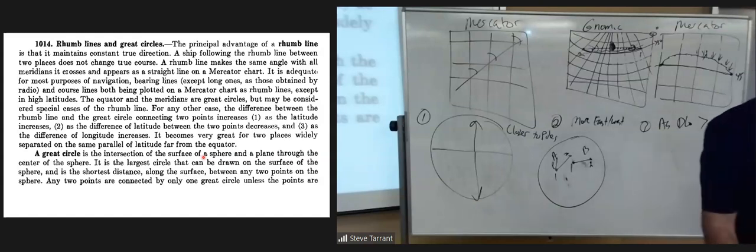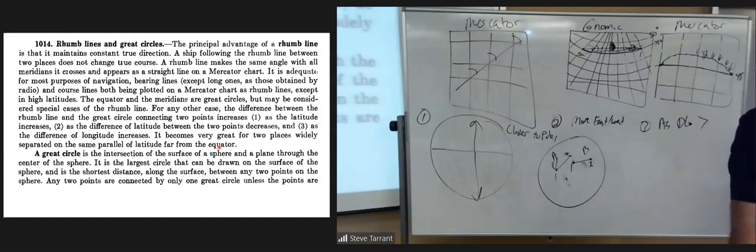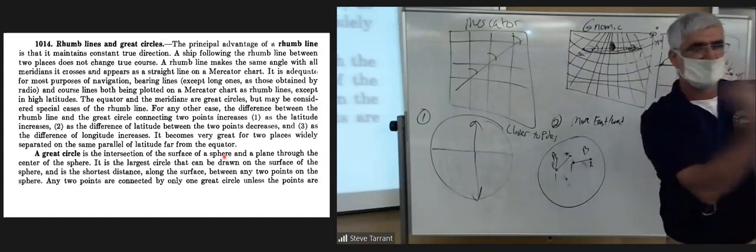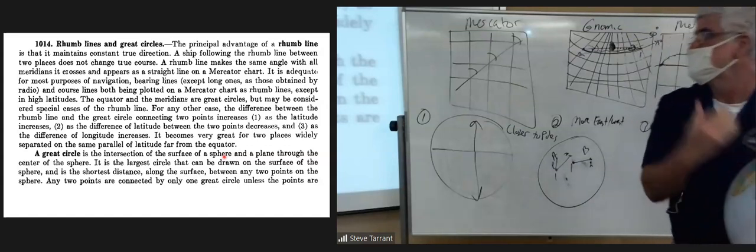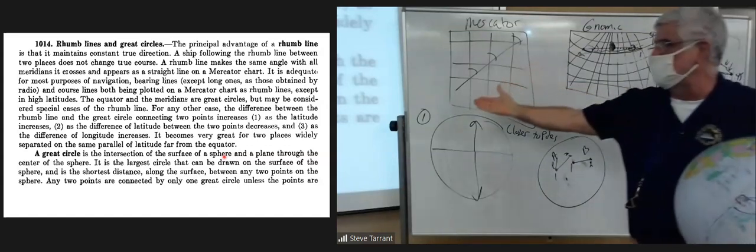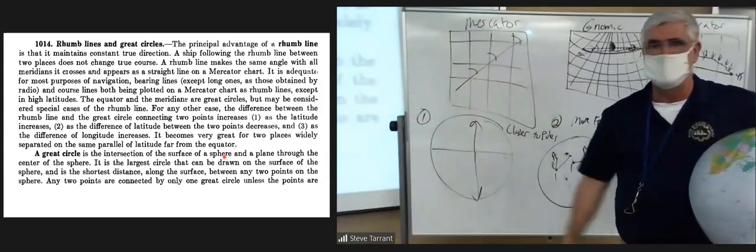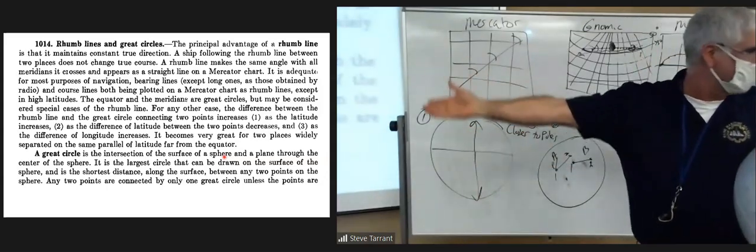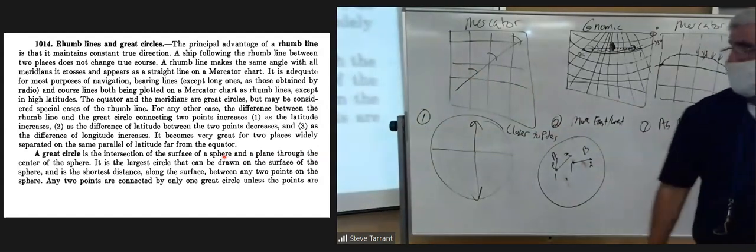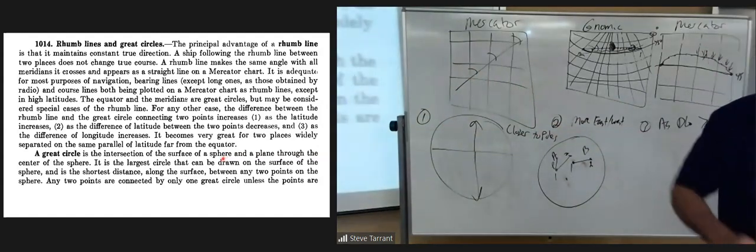Anyway, a great circle, people, get focused. A great circle is the intersection of the surface of a sphere and a plane through the center of the sphere. It cuts it in half. It is the largest circle that can be drawn on the surface of the sphere. It is the shortest distance between 2 points along the surface of it. We've already talked about all these. Okay? Now let's go to the next page.